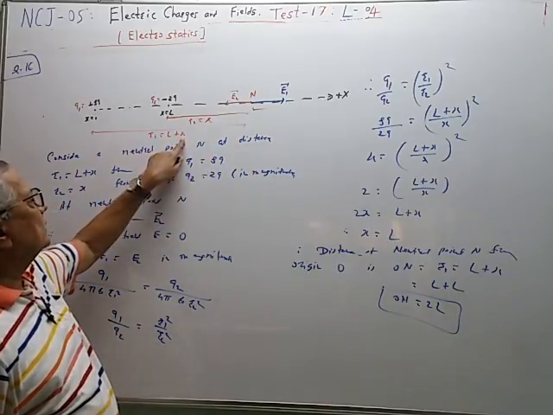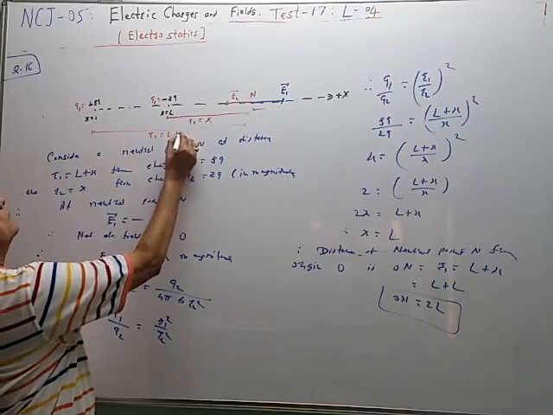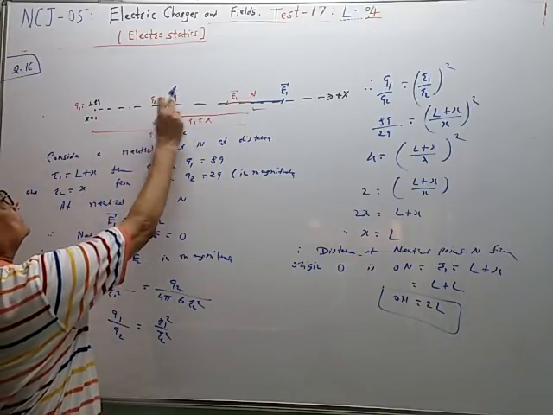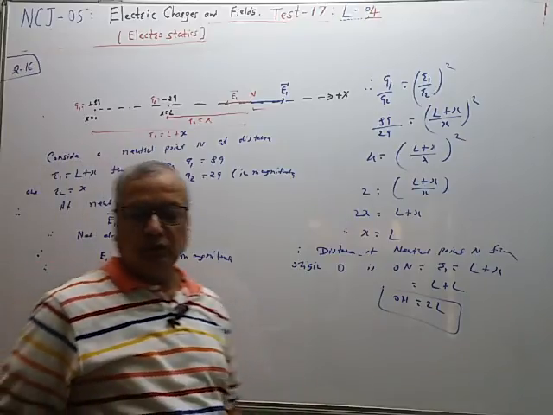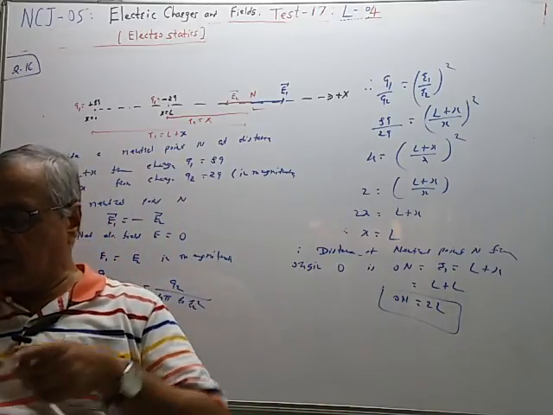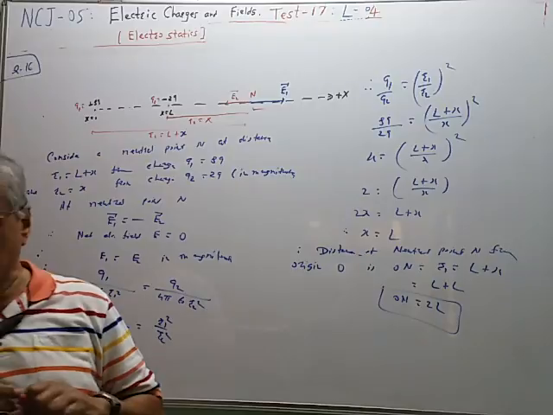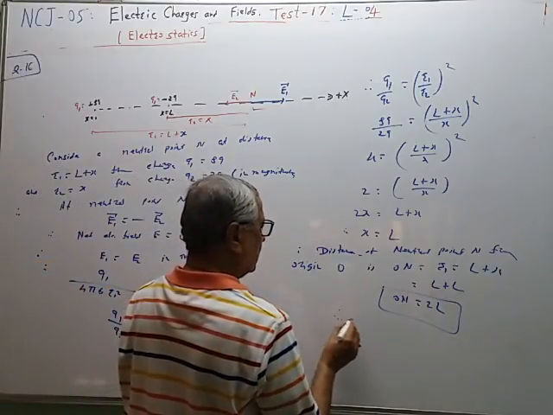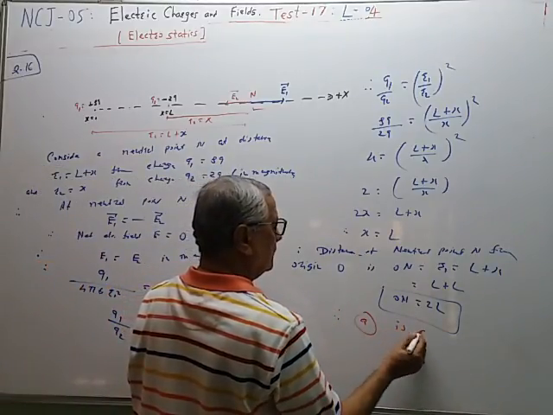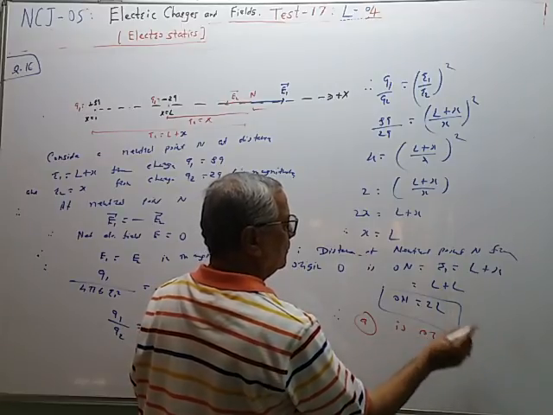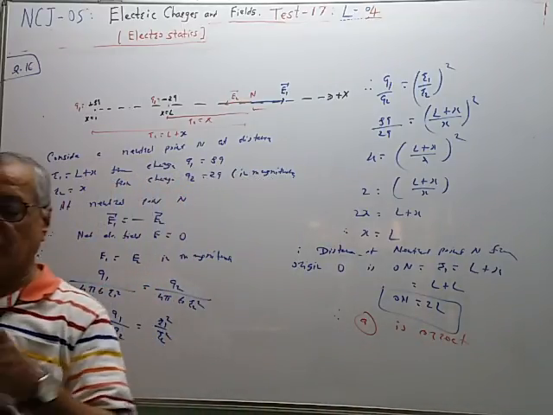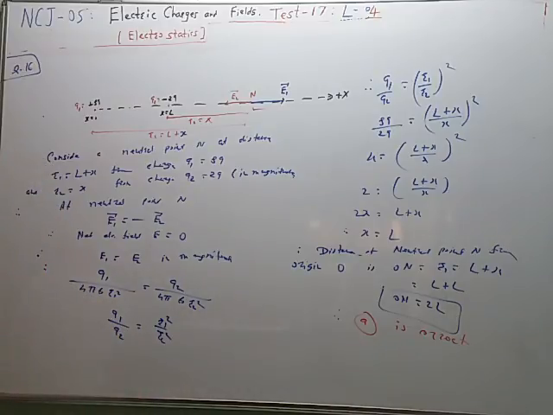So L plus L that is equal to 2L. This much L, this is also L, so L plus L is equal to 2L. So total distance from the origin is equal to 2 times L. So this is equation E, which is correct. So this is the condition for neutral point. The two electric fields should cancel each other, and for cancellation, one charge must be positive, other charge must be negative. Then and then this is possible. So location of the neutral point is logically like this.